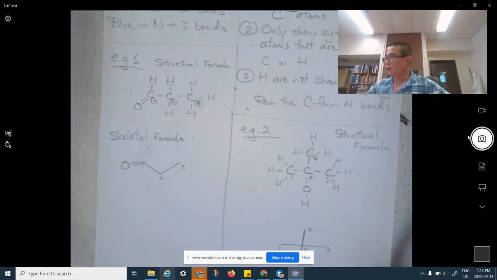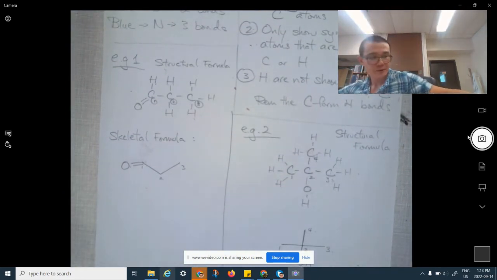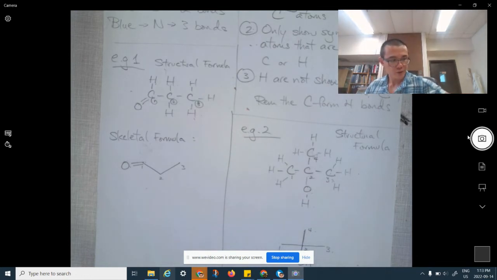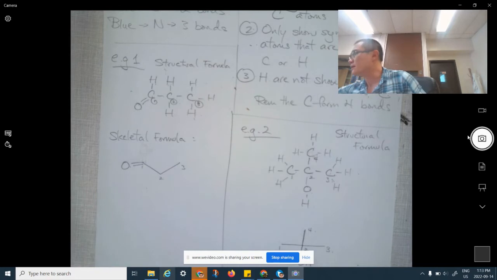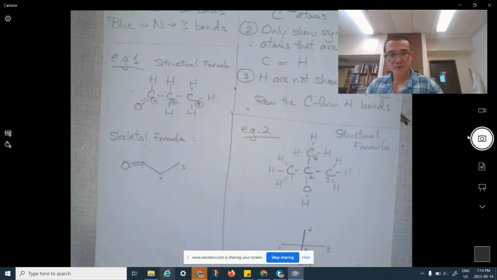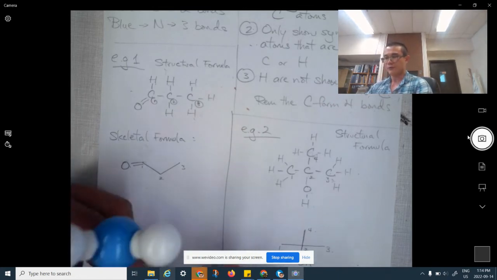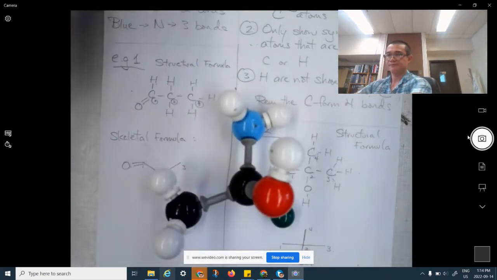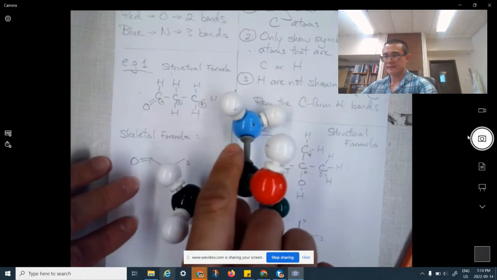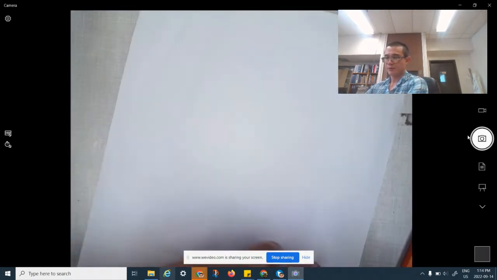Oh, I also want to show you one other example. Because sometimes you also see diagrams that are drawn to look 3D. Okay, and I'll show you what I mean. I'm just trying to form this last one here. Now if you look at this, I'm just gonna turn this way.